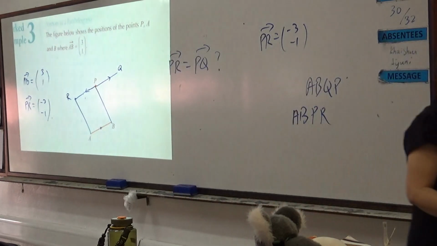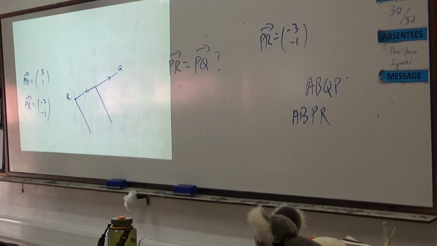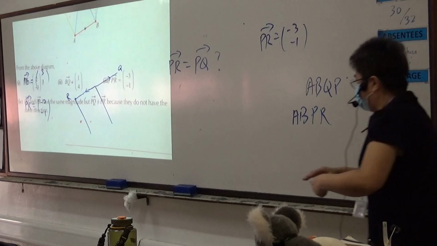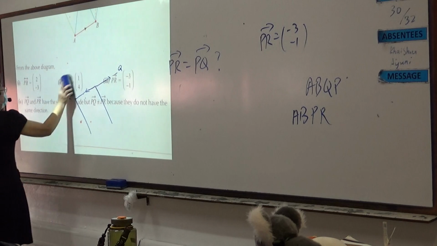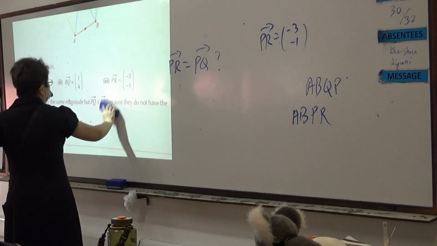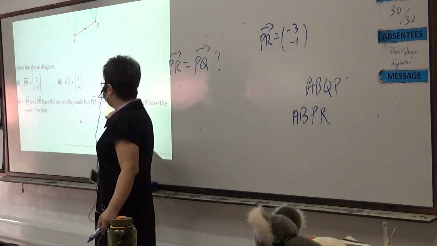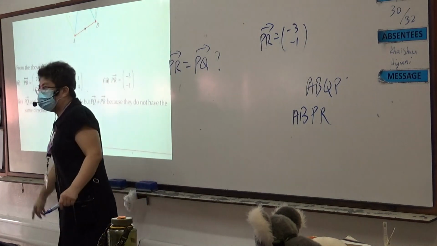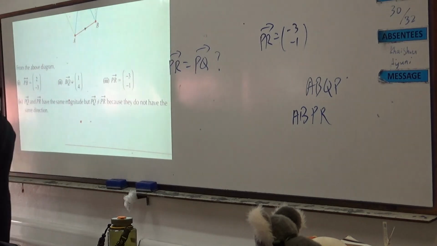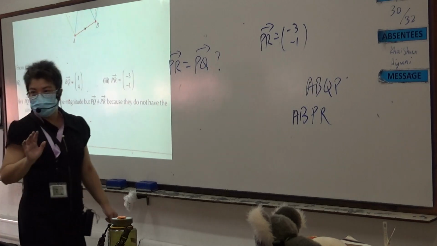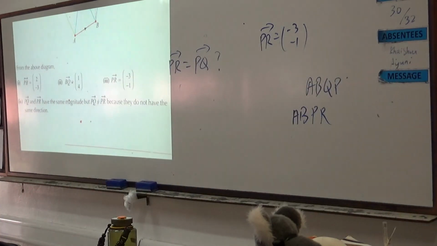Okay, so let's see how they answer. Look at the last part here, at the solution. PQ and PR have the same magnitude, but PQ is not equal to PR vector because they do not have the same direction. Are we clear now? You have to establish this, you know. If not, later at 5.3, 5.4, all this you are going to get blurred. Everybody can? Alright, good.